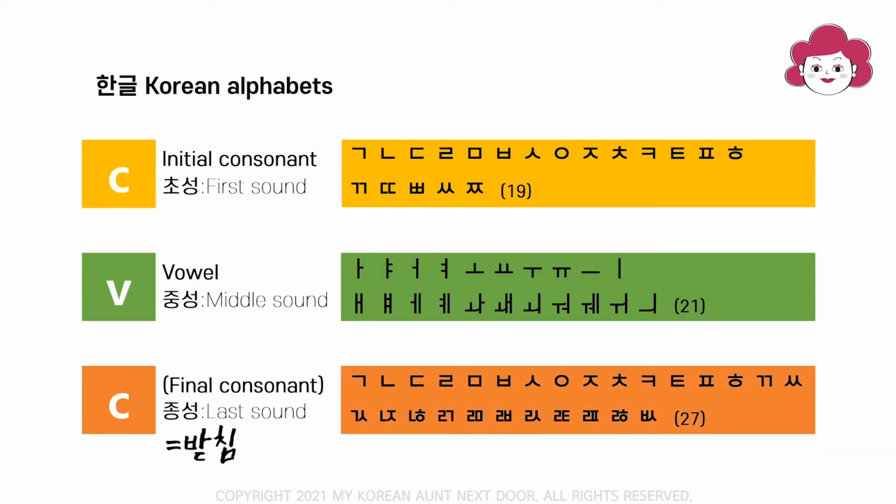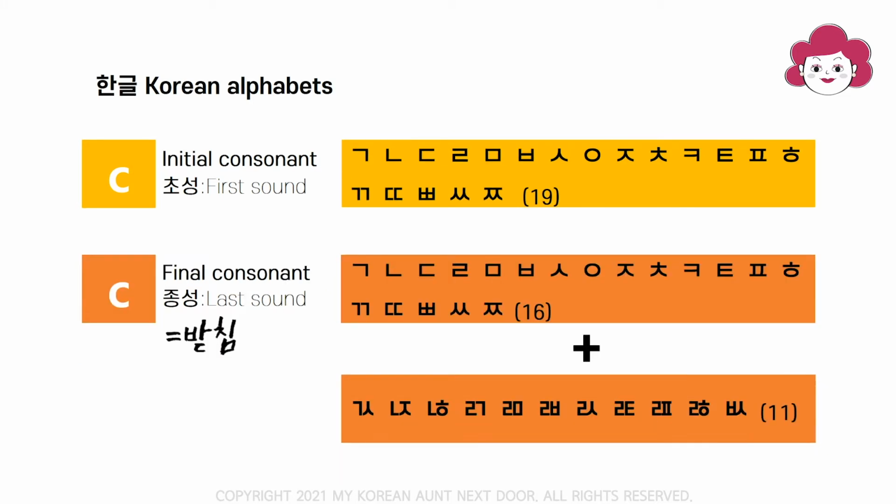There are in total 27 final consonants. We have learned 19 initial consonants in the previous lesson. These 19 initial consonants may also become the final consonants, with the exception of 쌍디귿, 쌍비읍, and 쌍지읒. Therefore, there are 16 final consonants and another 11 different singular final consonants.